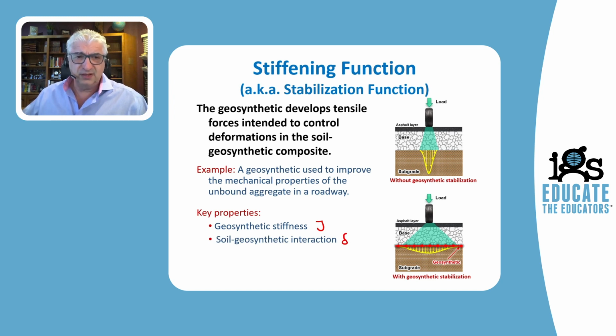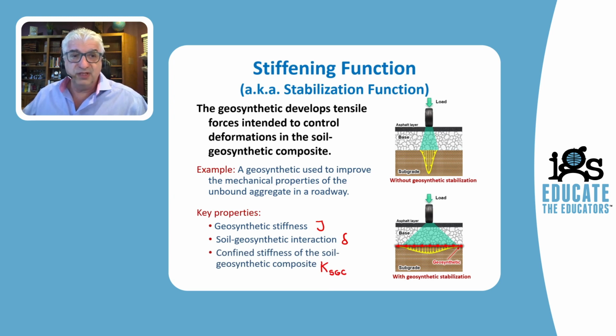One measure of that interaction, we have seen the interface shear delta. There are other measures of the soil geosynthetic interaction. They can quantify the interlocking that may occur between these two materials. There is a property that combines the stiffness of the geosynthetic with the soil geosynthetic interaction in the form of a confined stiffness of the soil geosynthetic composite, or KSGC.